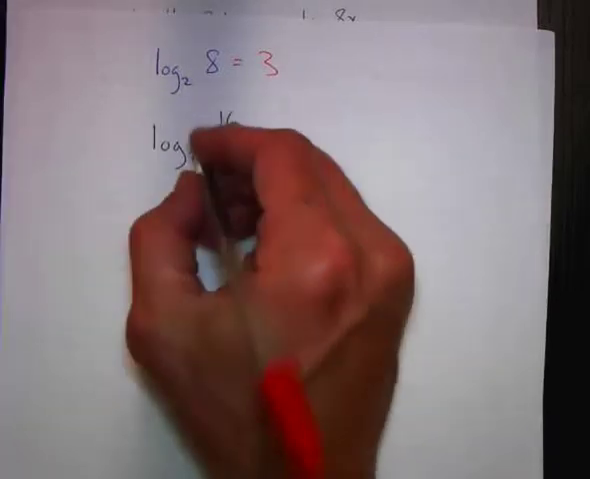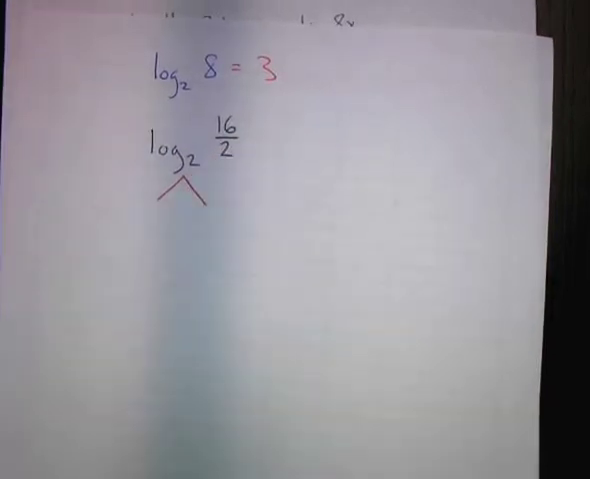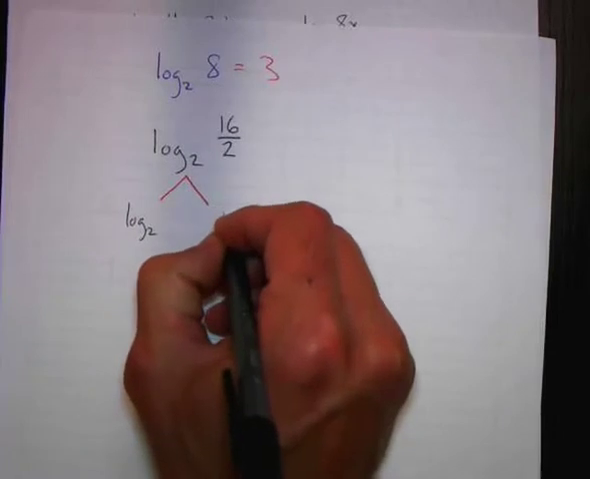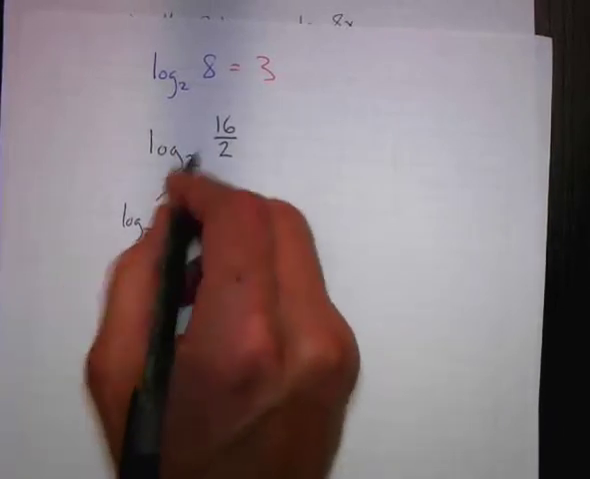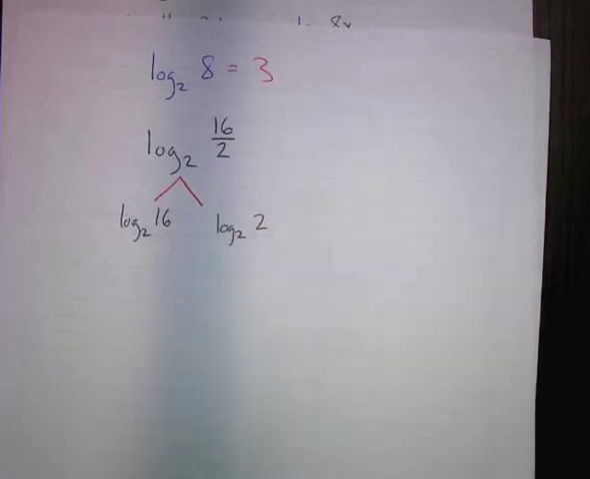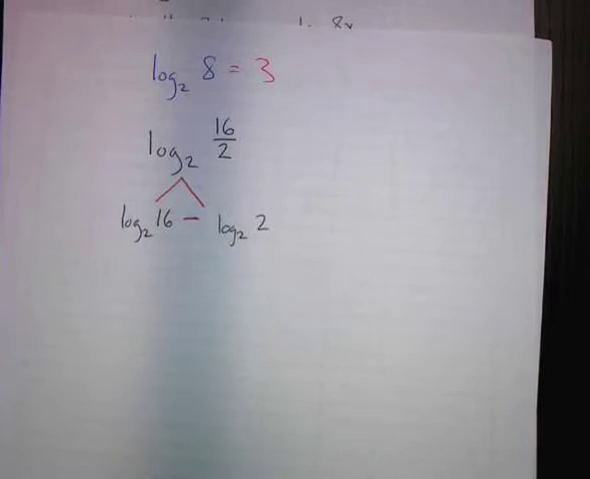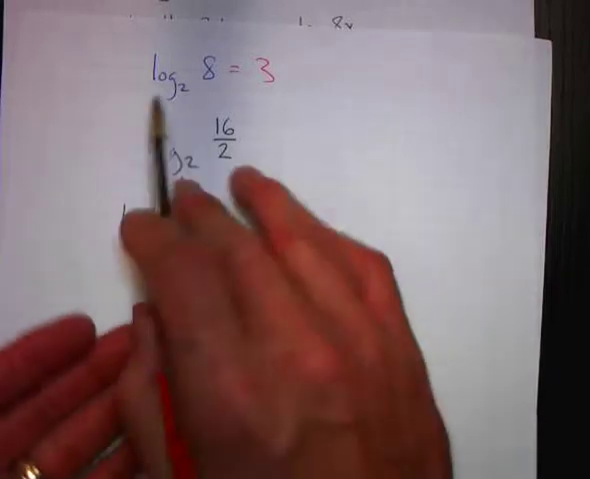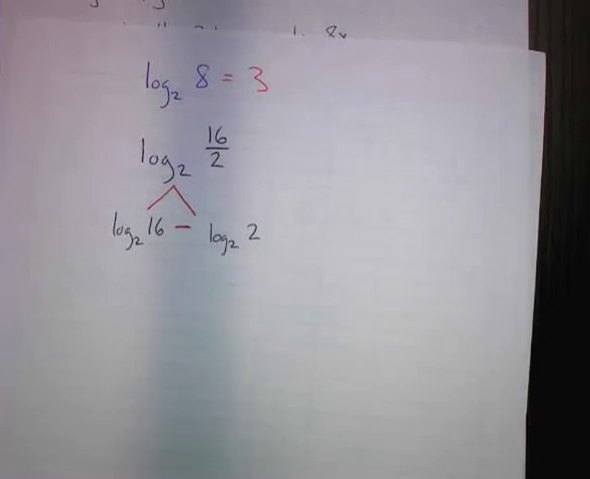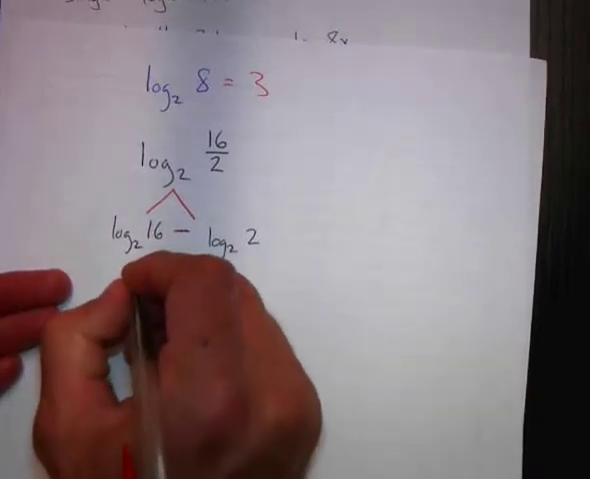So we can take this and split it up into two different logarithms with the same base. It's still going to be the base of 2, right? And then we'll have log base 2 of 16 and log base 2 of 2. And if we subtract them, we should have the number 3. Because we know the log base 2 of 8 is 3, so if we express 8 as 16 divided by 2, we can get the same thing, right? So 2 to what power is 16? We know that's going to be 4.